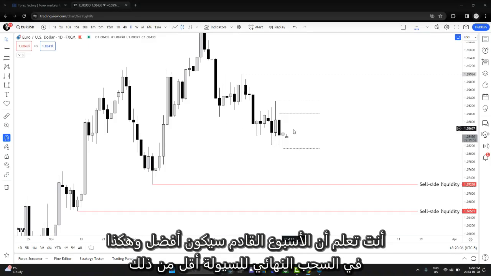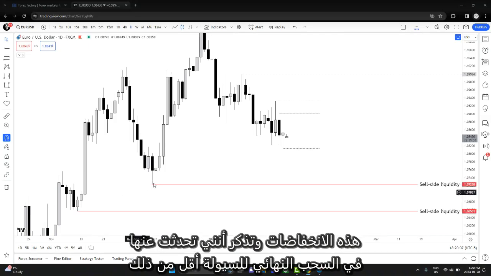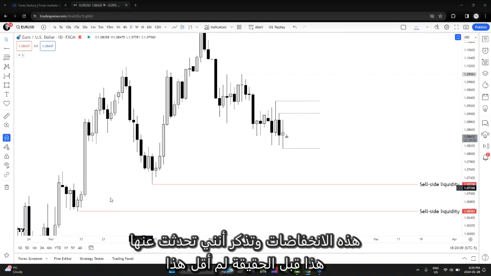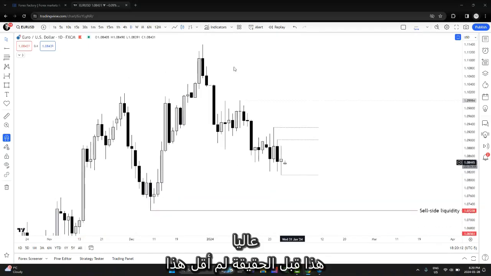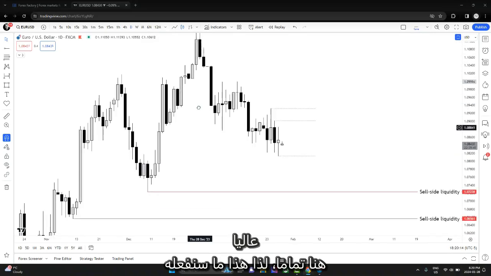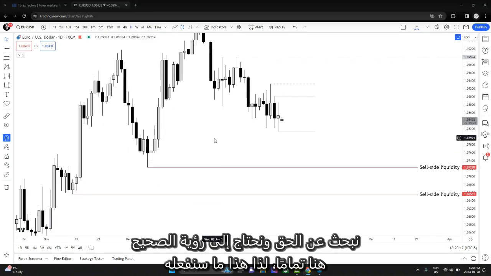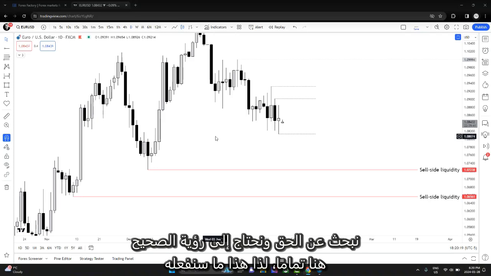So ultimate drawn liquidity is below these lows. And remember, I talked about this before the fact. I didn't say this high up here. Right? So this is what we'll be looking for, right? We need to see proper market structure. There's no proper market structure here.